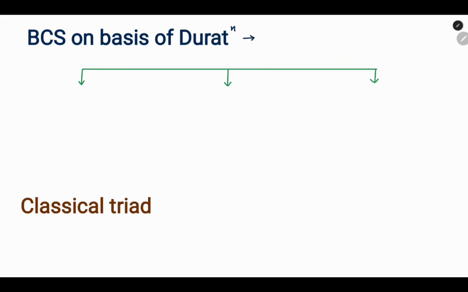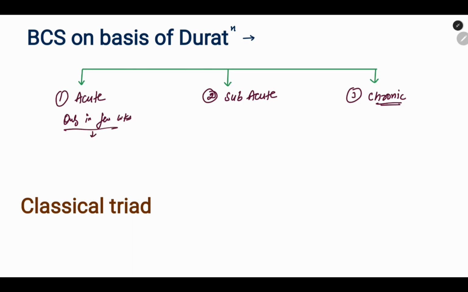Now let's divide Budd-Chiari syndrome on the basis of the duration of the occurrence of symptoms. First of all, it is the acute Budd-Chiari syndrome, the second one is the subacute Budd-Chiari syndrome, and the third one is the chronic Budd-Chiari syndrome. In acute Budd-Chiari syndrome, the symptoms develop in only a few weeks. The most common symptoms are hepatic necrosis and intractable ascites. Venous collaterals are generally not seen in the acute phase.